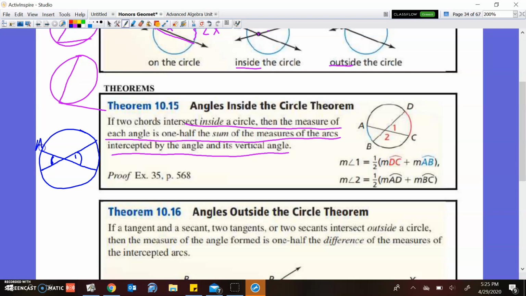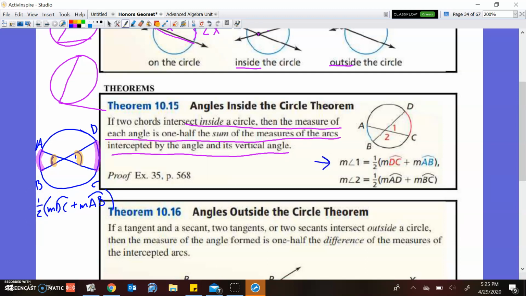All right, I'm going to put in the letters that they did over there on the right, A, B, C, D. And this is what the theorem says. The measure of angle 1, the measure of this angle right here, which is also the same as this one here for that matter, the way you find it is you add up arc DC plus arc AB, and then you take half of it. So we would do the measure of arc DC plus the measure of arc AB, figure out whatever that comes to, and take half. And that's what this theorem says.